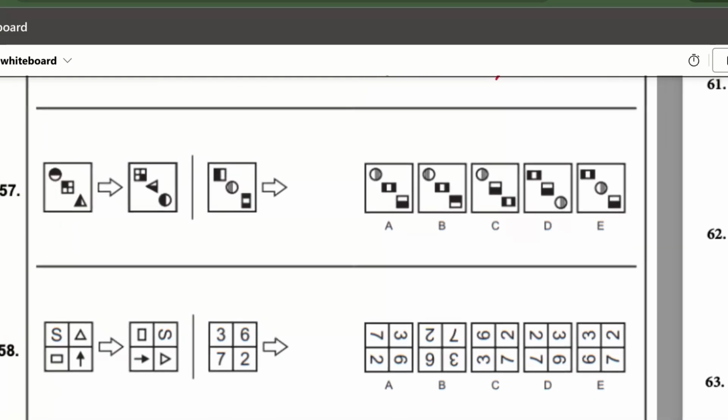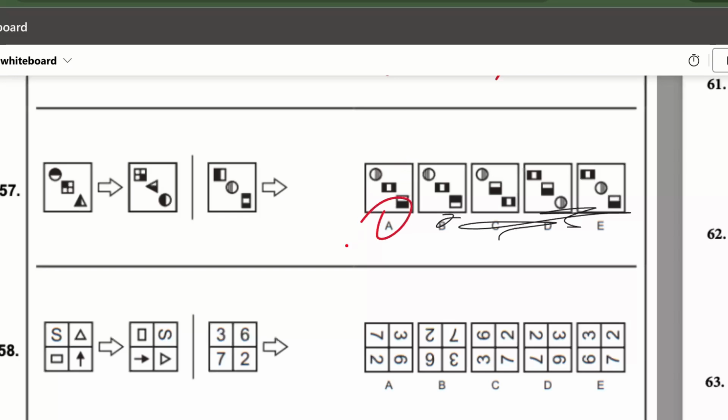Question 57, we have this triangle goes to the middle, does a 90 degree rotation. We end up with these A and B, and then when we have this circle, it goes all the way to the bottom and does a rotation anti-clockwise. This is going to go to the bottom and do a rotation anti-clockwise, which means we end up with A.